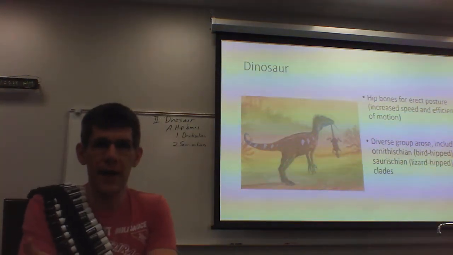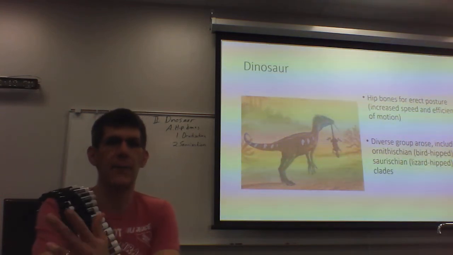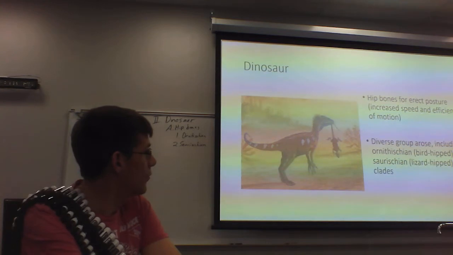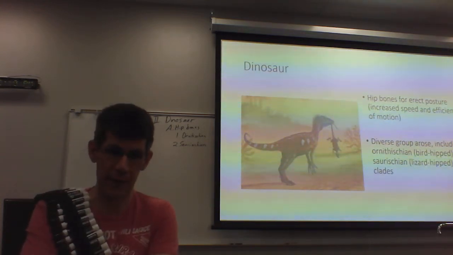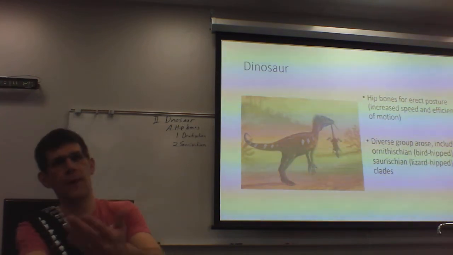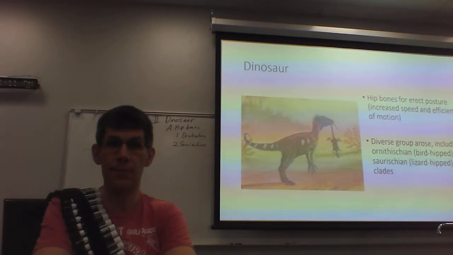These two groups of dinosaurs were actually very successful because being terrestrial and being able to move around more efficiently and faster, they had a great advantage over reptiles. So you see this picture here of a dinosaur that has managed to catch a lizard. It's just they could move faster.